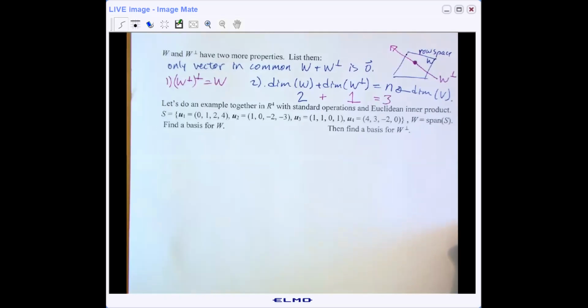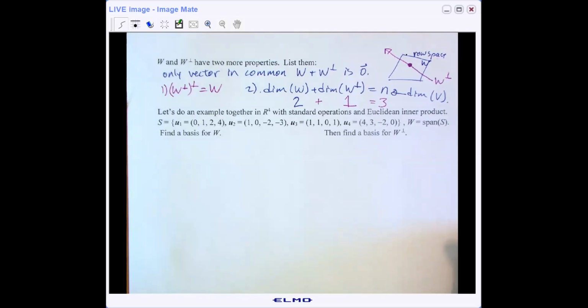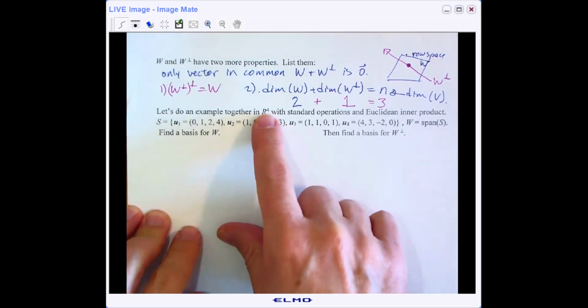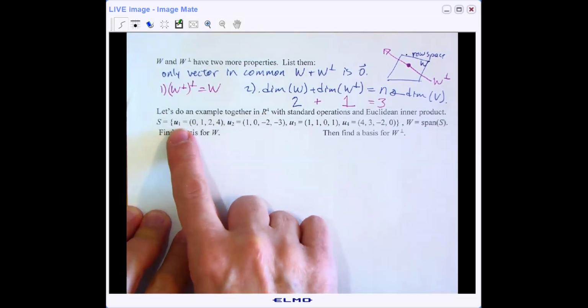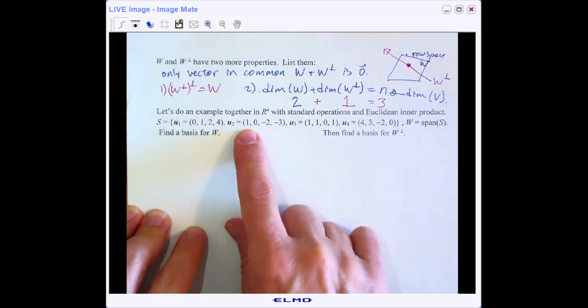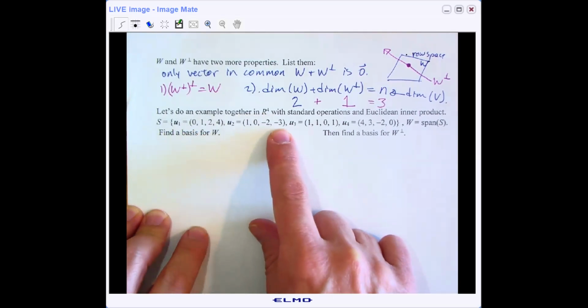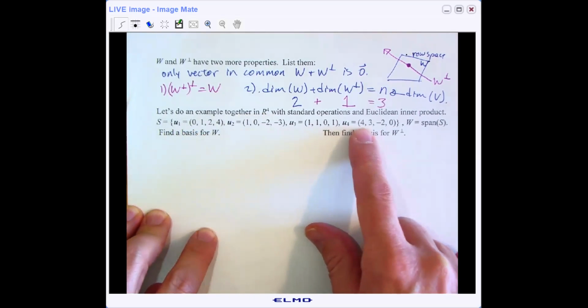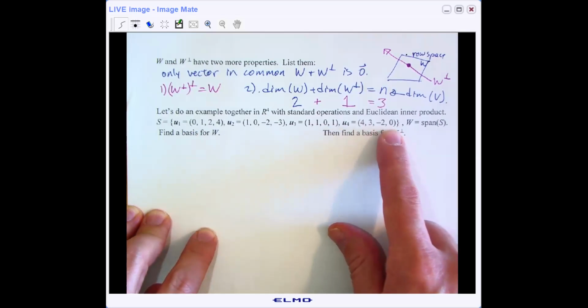Okay. So now I want you to try a problem here, but let's kick it up to 4-dimensional space. We can extend this further. It's just going to be a lot harder to visualize. So if we let S be the vectors U1 = (0, 1, 2, 4), U2 = (1, 0, -2, -3), U3 = (1, 1, 0, 1), and U4 = (4, 3, -2, 0).